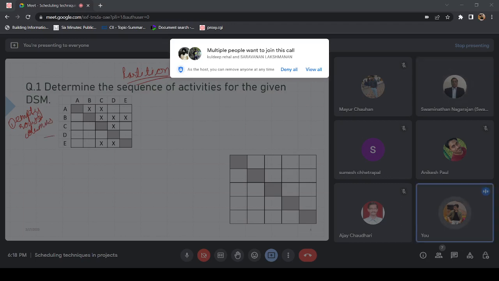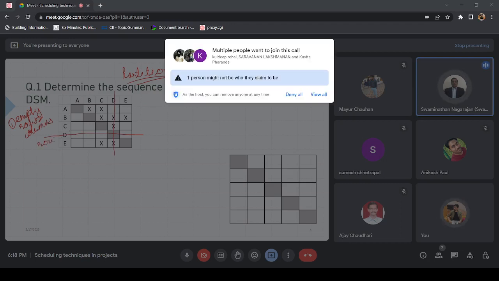So in this case, you can see that D is an empty row. Empty row means D can come at the beginning. So once we have moved D to the beginning, let's remove it from our discussion further and look at the other activities.